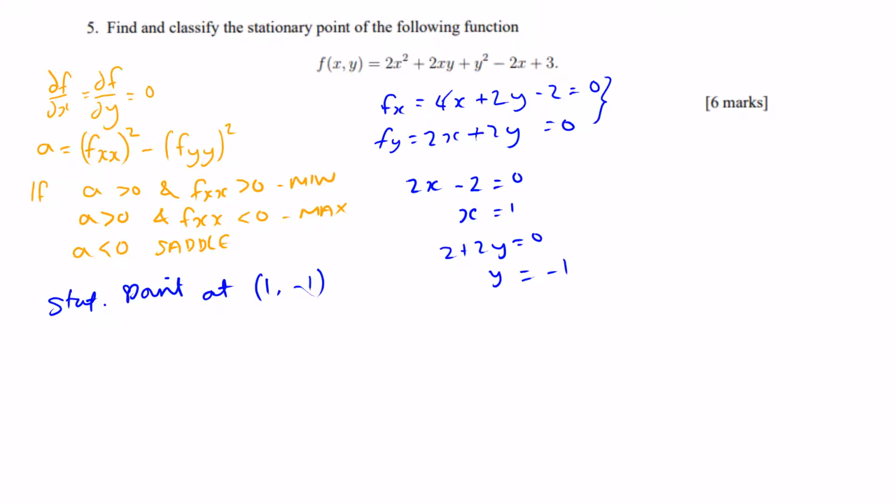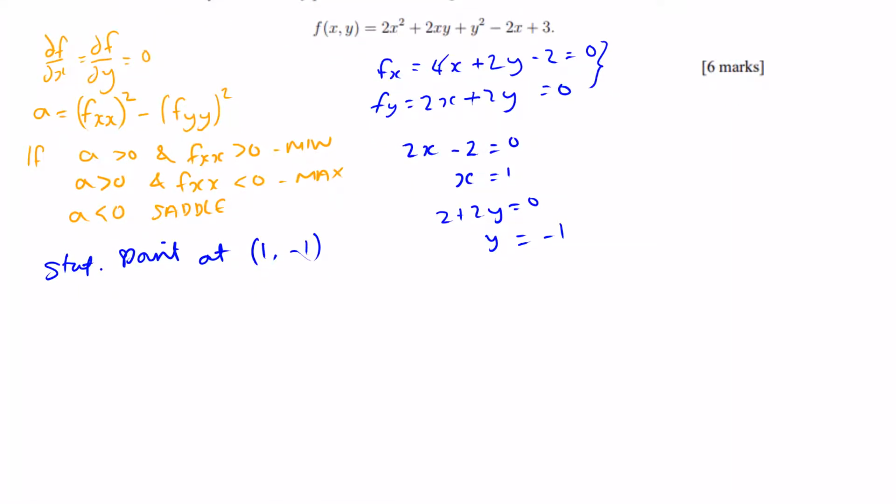So now we've got to classify it. Let's find out what a is. a is equal to fxx, which is 4, squared, minus fyy, which is 2 squared, and that is equal to 16 minus 4, which is 12. And this is greater than 0. So therefore we know it is either a minimum or a maximum.